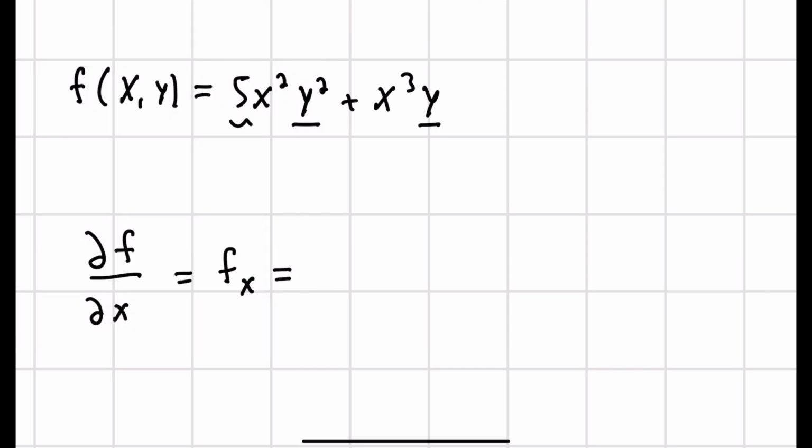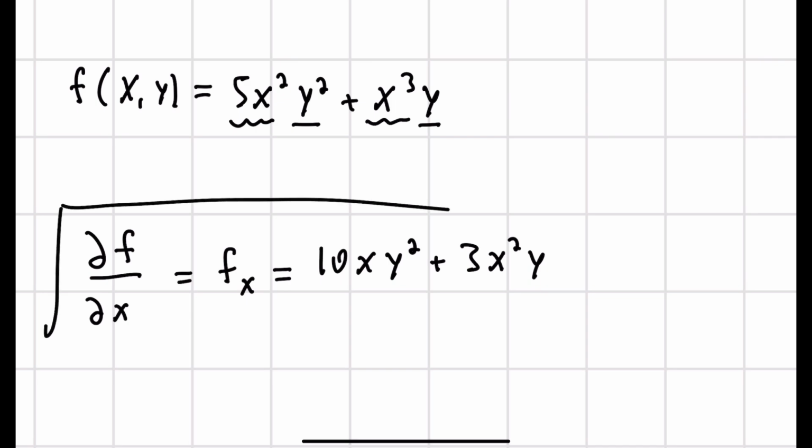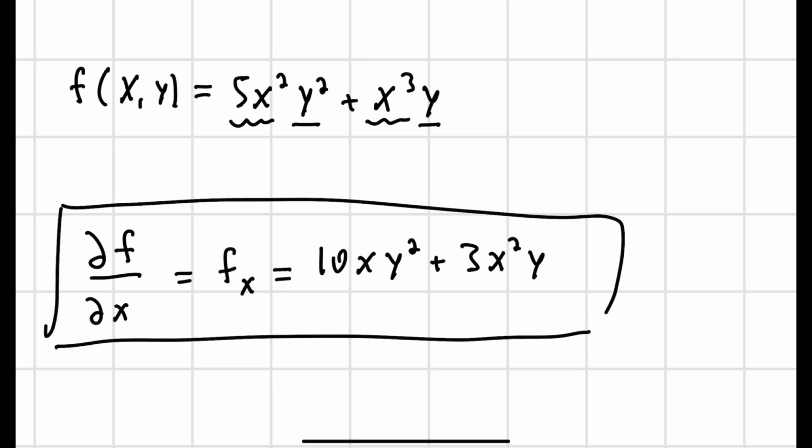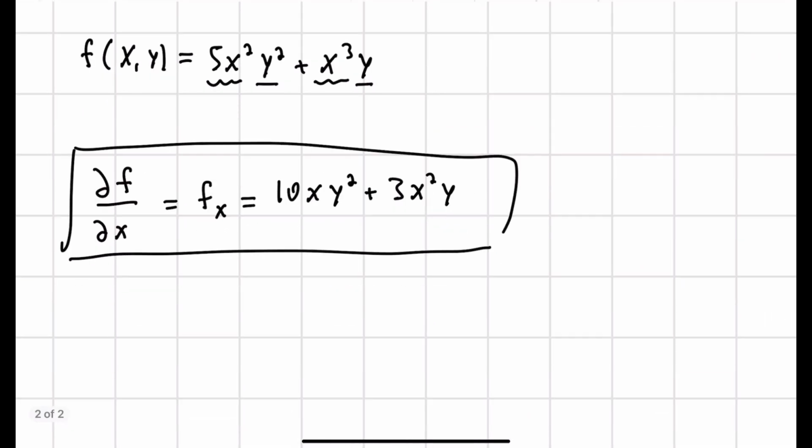So now let's find the partial derivative in respect to x. So for our first term, we have tan x times y squared plus, and now for our second term, we have 3x squared times y. And this would be our final answer. And now let's find the derivative in respect to y, the partial derivative in respect to y.